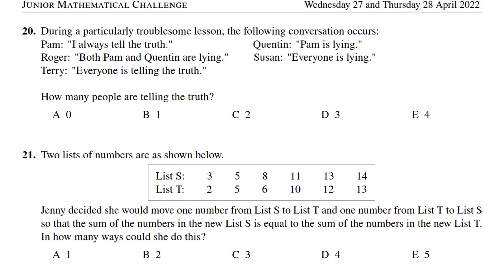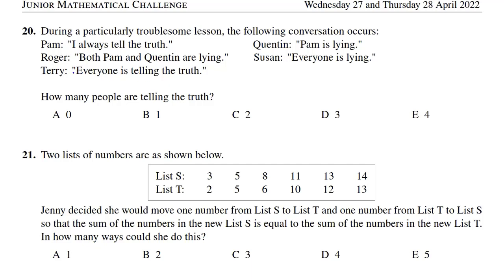Problem 20. During a particularly troublesome lesson, the following conversation occurs. Pam: I always tell the truth. Quentin: Pam is lying. Roger: both Pam and Quentin are lying. Susan: everyone is lying. Terry: everyone is telling the truth. How many people are telling the truth?